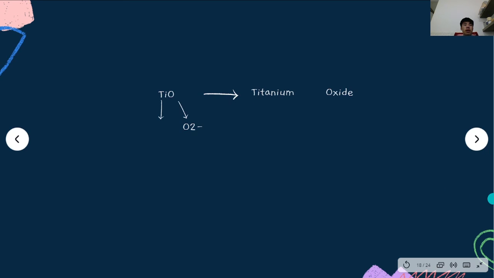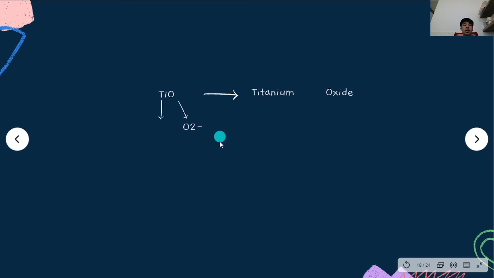So let's try TiO. We know Ti stands for titanium, and O stands for oxygen, but we use oxide because, again, it's an ionic compound. Titanium oxide: is it titanium(I) oxide or titanium(II) oxide or titanium(III) oxide? We need to find the charge of the titanium ion to know the name of it.